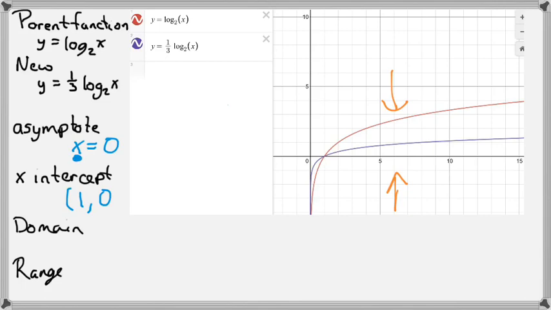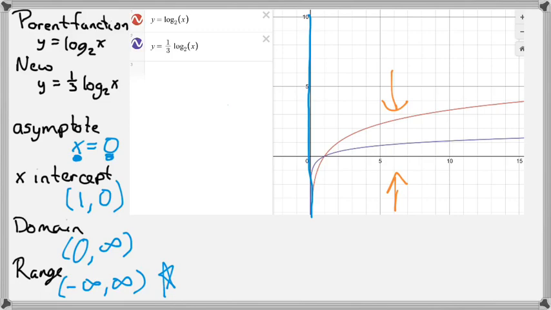So our asymptote is x equals 0. That's from the standard. We didn't move it left or right any, so our x-intercept is (1, 0). Our domain is going to start at whatever value this is, so (0, positive infinity). And your range is consistently negative infinity to positive infinity. This does not change the entire way through our logarithmic functions. So we'll have that same range every single time.